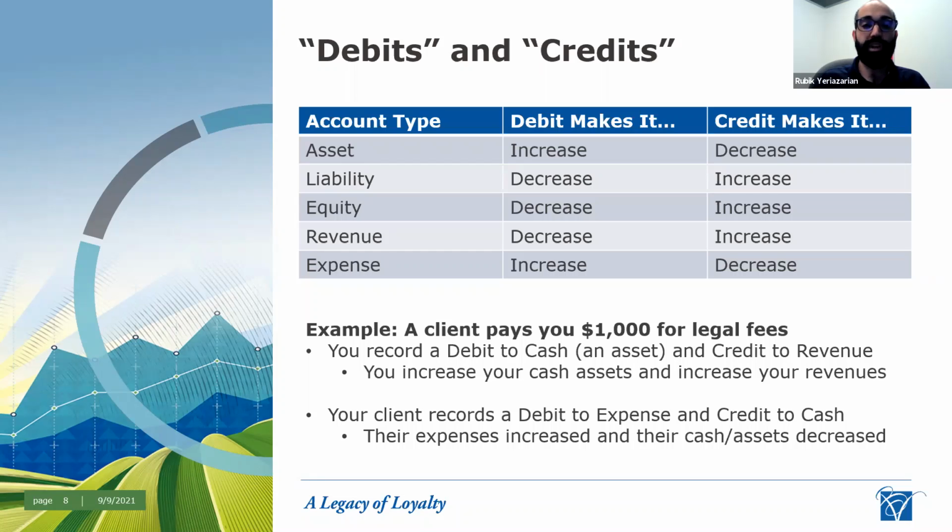You're going to record a debit or an increase to your cash, or if you've sent them an invoice and they haven't paid you yet, you're going to record that increase to another asset account, your accounts receivable, and then you're going to credit your revenue to increase your revenue. So in that situation, you're increasing your cash and increasing your revenue.